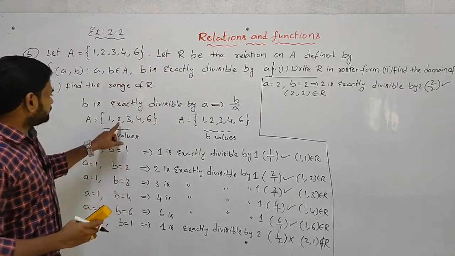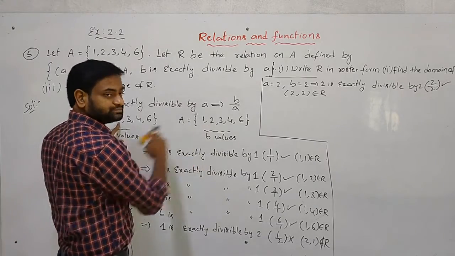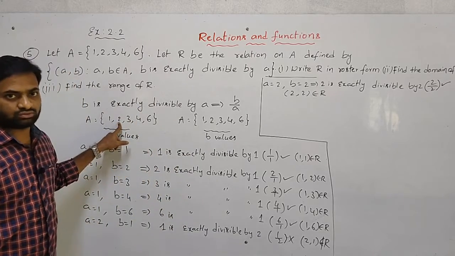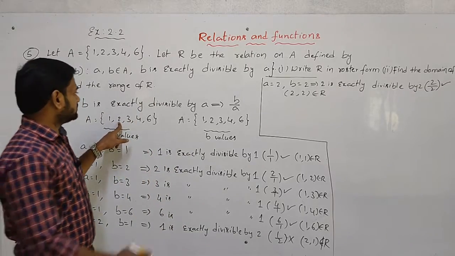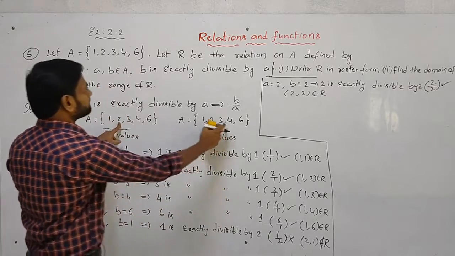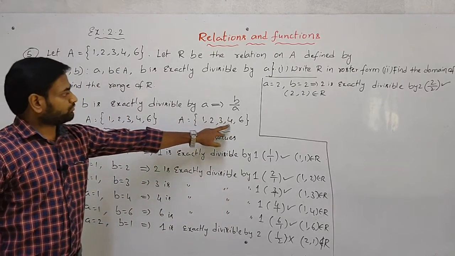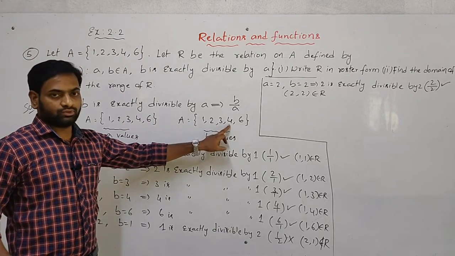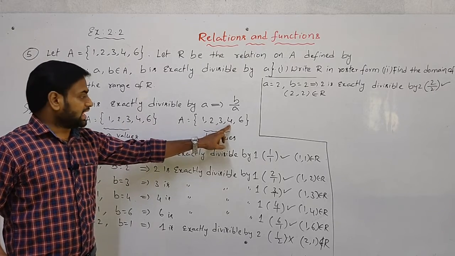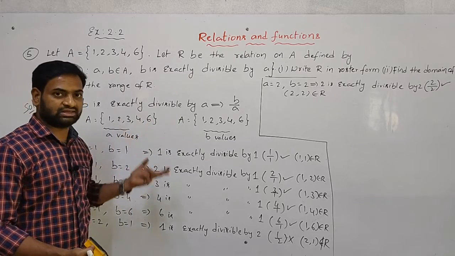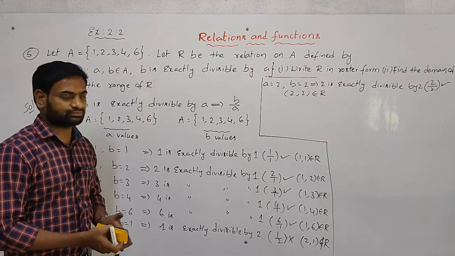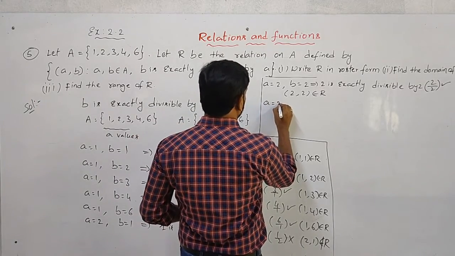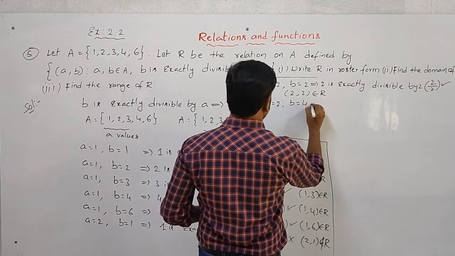Next, with the 2, 3 possible? 3 is exactly divisible by 2. No, not possible. Next, 2 4. If we take 4 is exactly divisible by 2. Yes, correct. It is divisible. 2 times cancel. So that I can take here, A equal to 2, B equal to 4.